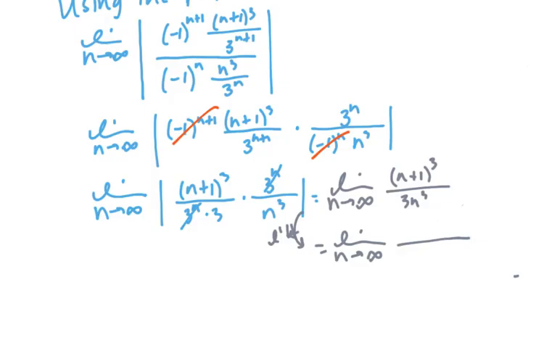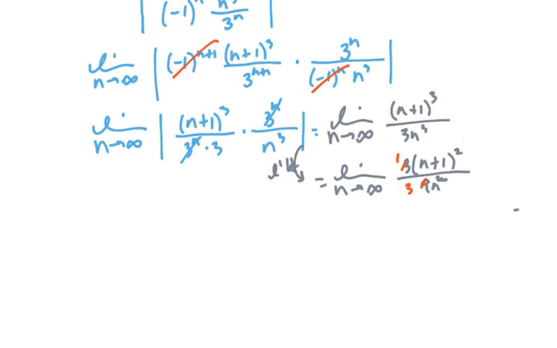The derivative of (n+1)^3 is 3 times (n+1)^2, and then times an understood 1 for the derivative of the inside, chain rule. And now the derivative of the bottom is 3 times 3, which is 9n^2. Are you a cancel person? So this becomes 1 and 3. Now if we plug in infinity, we still have infinity over infinity, so let's use L'Hopital's rule yet again.